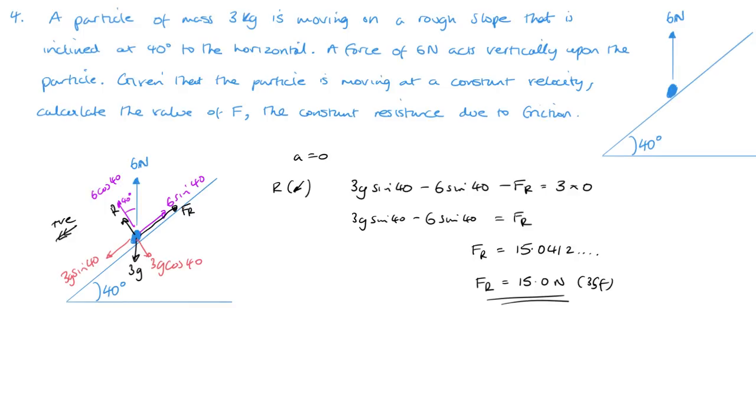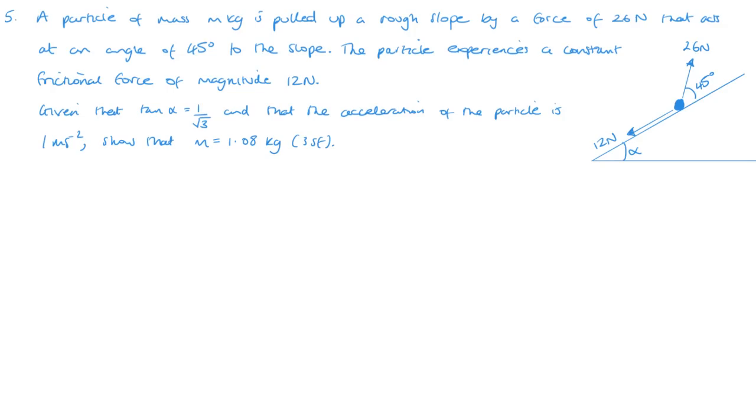Now let's jump on to the last question, number 5. We've got a particle of mass m pulled up a rough slope by a force of 26 newtons that acts at an angle of 40. The particle experiences a constant frictional force of 12 newtons, which is there. Given that tan alpha is 1 over root 3 and that the acceleration of the particle is 1, show that the mass is 1.08.